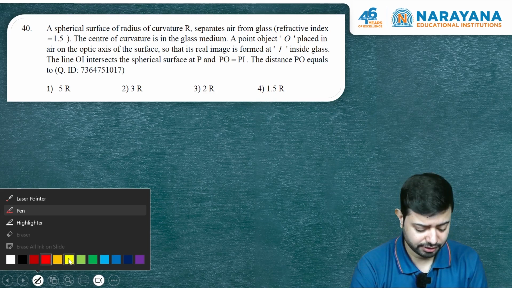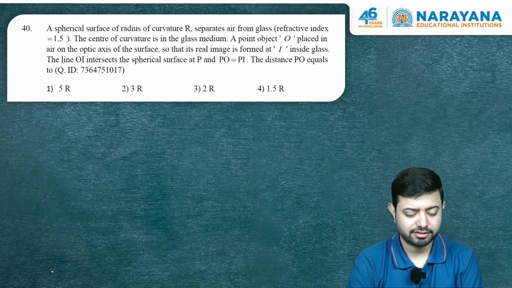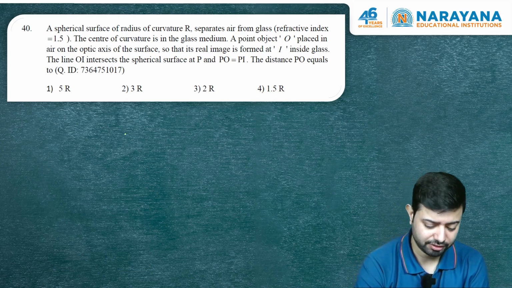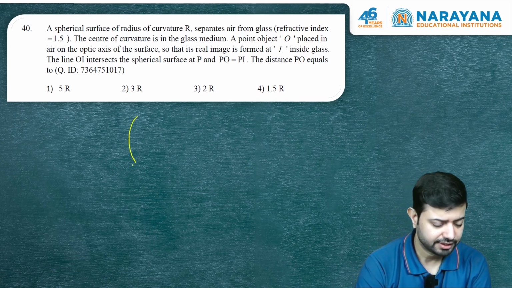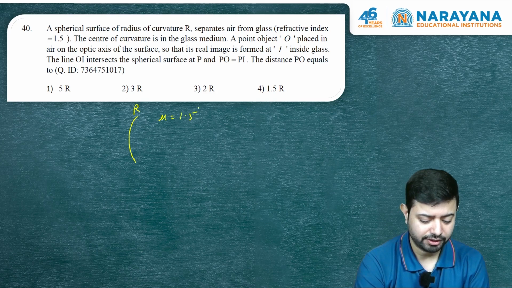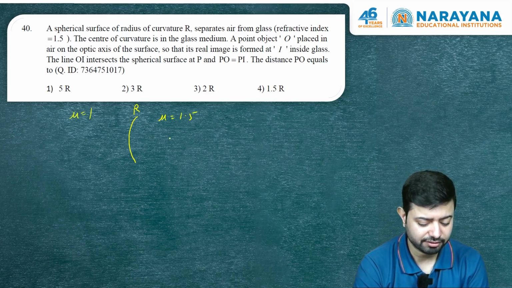In this question, it is saying a spherical surface of radius of curvature R separates air from glass. Let us draw the picture. You have something like this whose radius of curvature is R. The right side is glass and the left side is air. What is the refractive index of the glass? It is 1.5 and for air it is 1. The center of curvature is in the glass medium, fine, I can see it clearly.